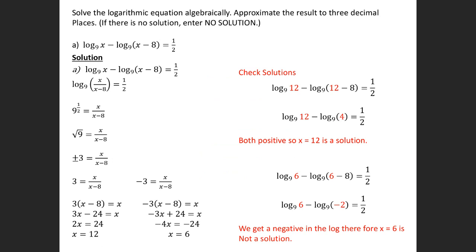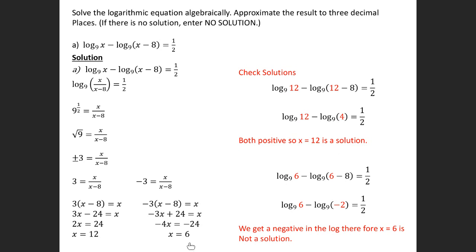All right. So we want to always check our solution. Since we have two answers, let's make sure that we can satisfy our condition. So let's go ahead and plug in our 12. So we have log base 9 of 12 minus log base 9 of 12 minus 8. Here all of our numbers are positive, so then x is a solution.